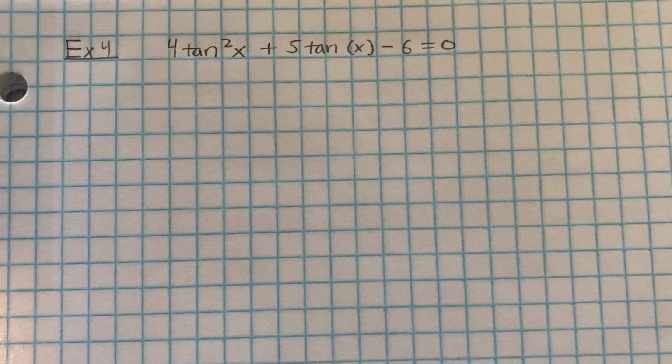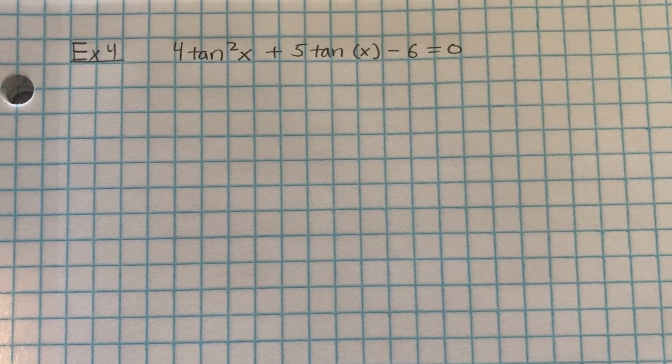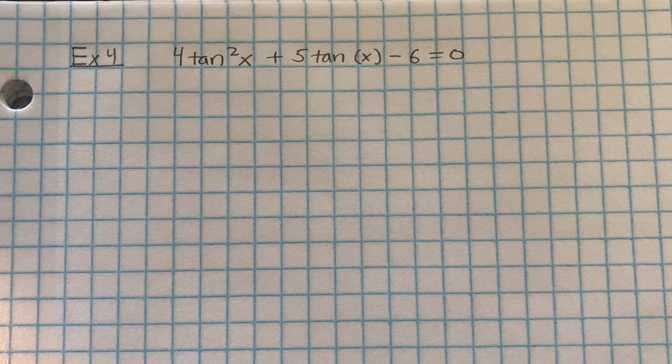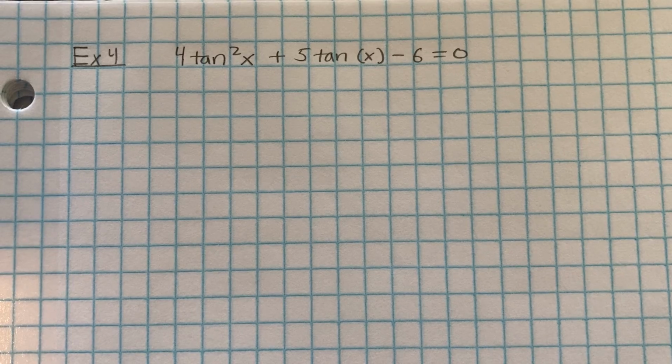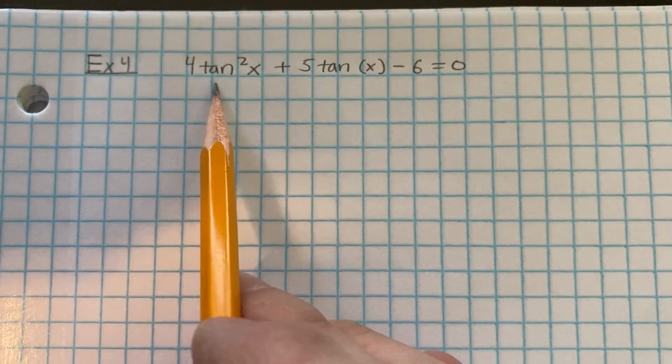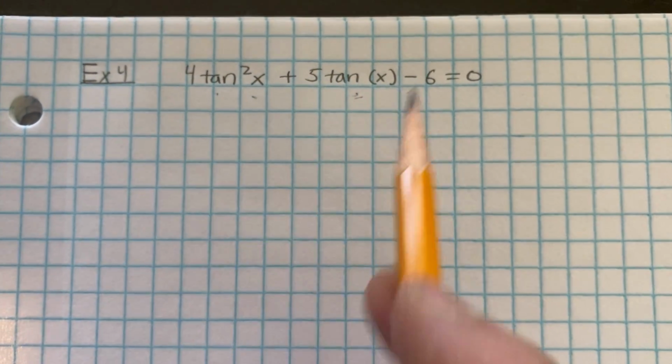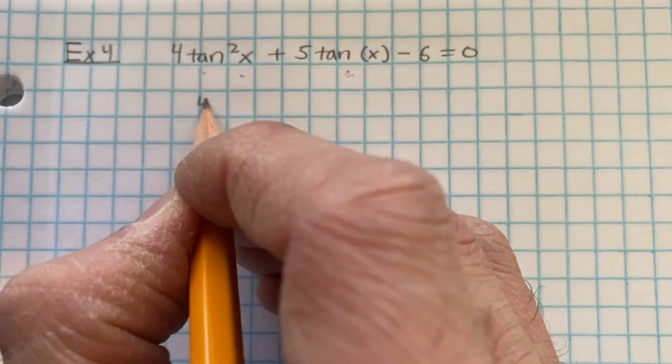All right, so we're going to move on to example number 4 here, another example of using the inverse function. If you take a look, all the trig ratios or the trig functions are the same. So this looks suspiciously factorable. So why don't you factor it, because it is.